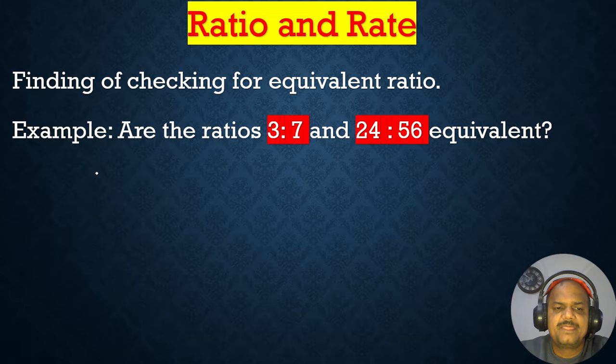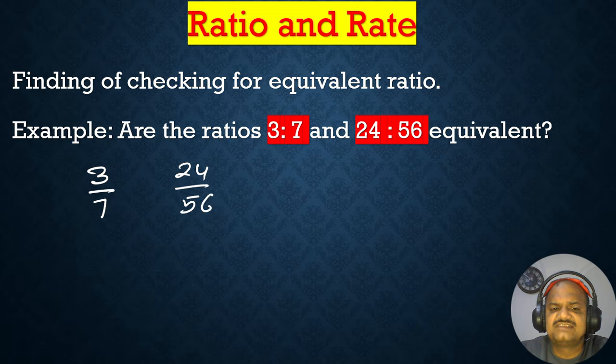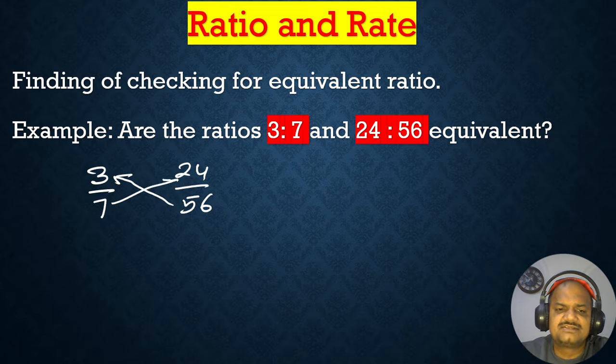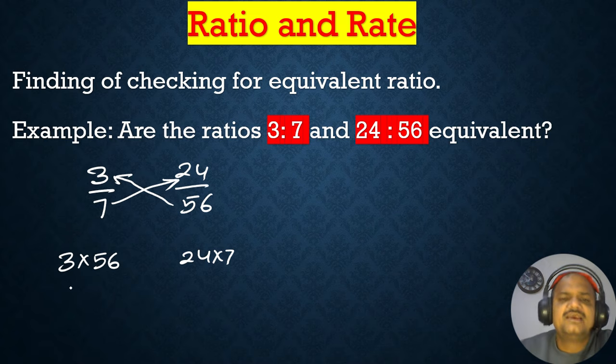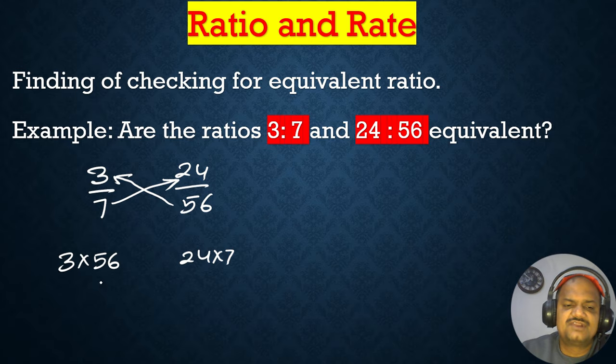Now if you see again 3 over 7 for 3 ratio 7 and 24 over 56 for 24 ratio 56, now make them cross multiply like this. So it will be 3 times 56 and this side will be 24 times 7. Now by multiplying, if you get the same answer, then it will be equivalent ratio, otherwise not. So 3 multiply 56, it will be 3 6s are 18, 3 5s are 15 and 1 is 16, and here 7 4s are 28, 7 times 2 is 14 and 2 is 16. You see we got the same answer. It means these two ratios are equivalent.